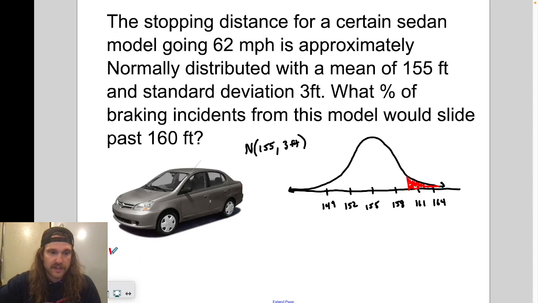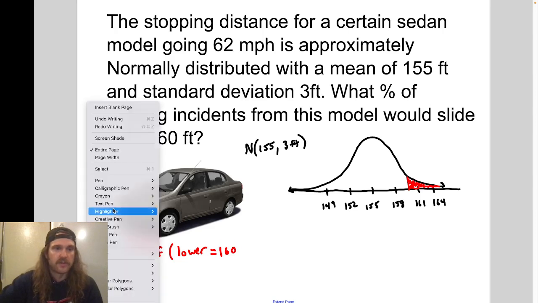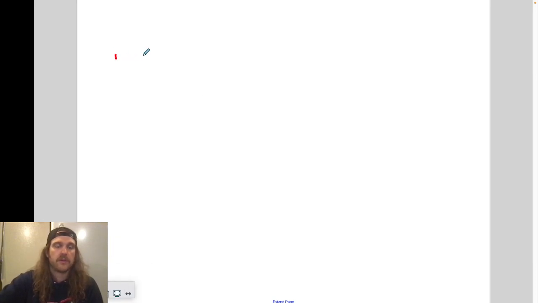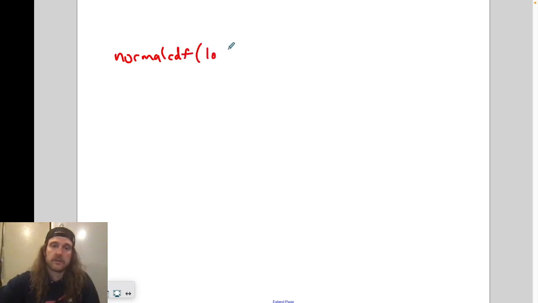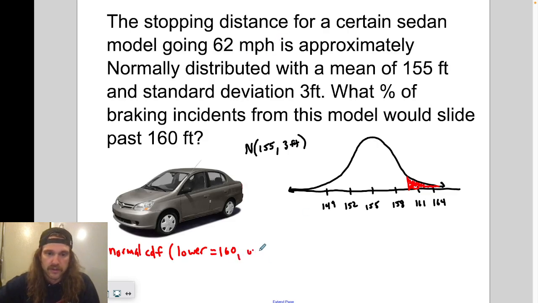So if you were to actually write this on the exam, you would write normal CDF like this, and then in here you're going to write your lower bound equals 160. Oh my gosh, computer cannot handle this. I got to do it on a new page. Insert blank page. It doesn't matter where I write it. Oh, there we go. Normal CDF, lower bound equals 160. We need to see that picture. It's just too hard without the picture. If it's slow on both ones, whatever.